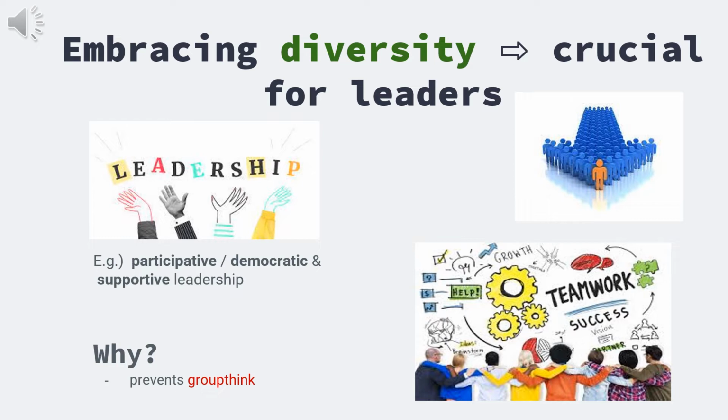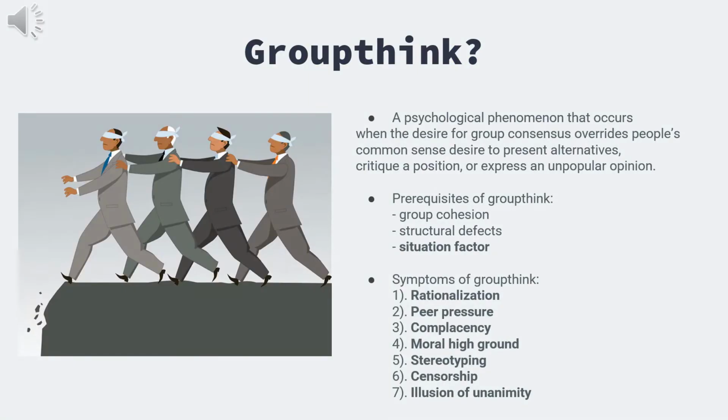Let's move on to the concept of groupthink. Then what is groupthink? Groupthink refers to a psychological phenomenon that occurs when the desire for group consensus overrides people's common-sense desire to present alternatives, critique a position, or express an unpopular opinion.